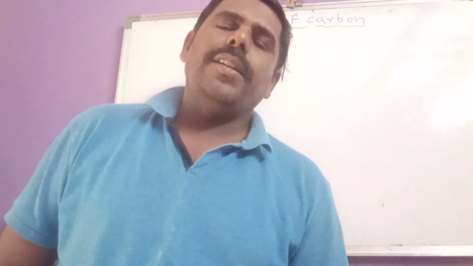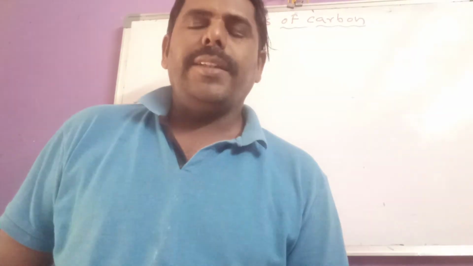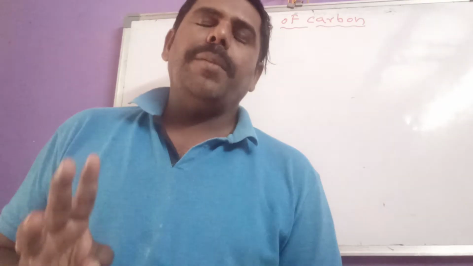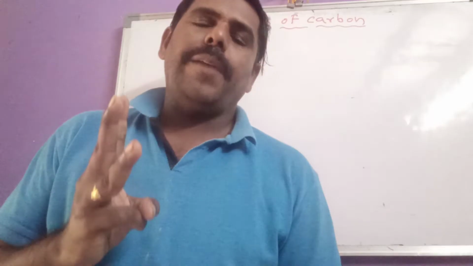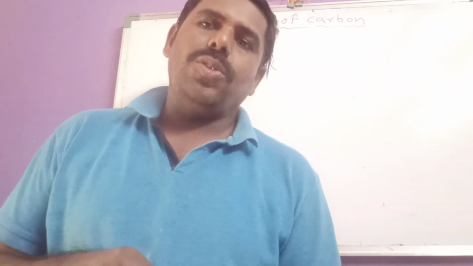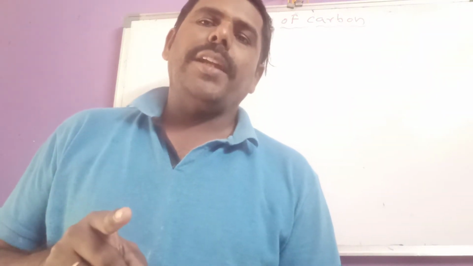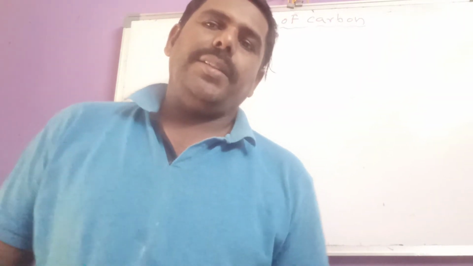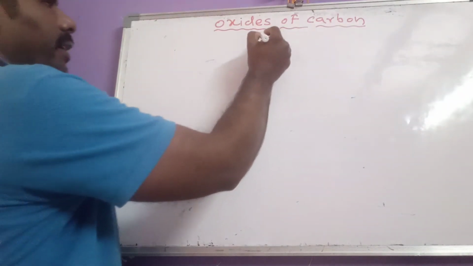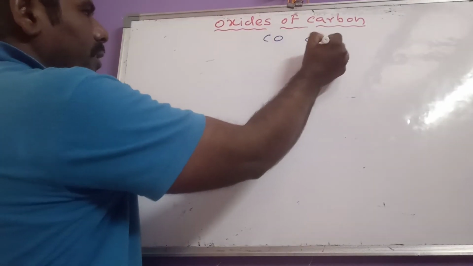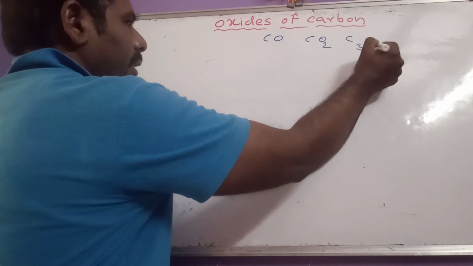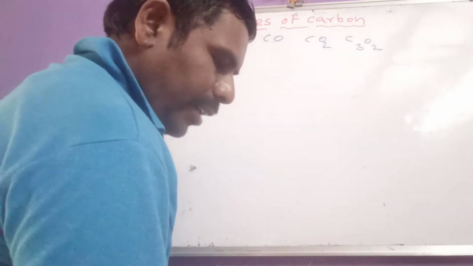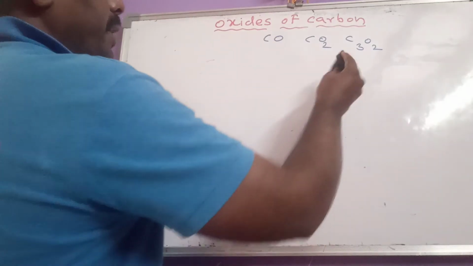Hello to everyone. In this class, let us discuss oxides of carbon. Carbon majorly forms three types of oxides. What are those? Carbon monoxide, carbon dioxide, carbon suboxide. So three types of oxides are there: CO, CO2, and C3O2. These are the three different oxides formed by carbon.